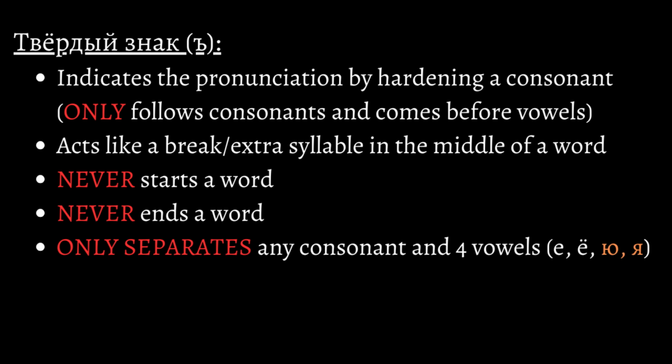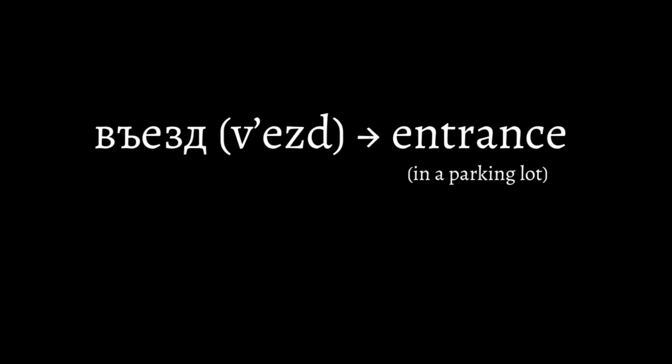To give you an example with letters we already know, let's take a look at this word. The way that you pronounce it is vjezd. Vjezd. This word means entrance, as in a parking lot. What makes this word unique is the fact that the tvrdy znak is placed between a consonant and a vowel, and it acts like a break in the word.